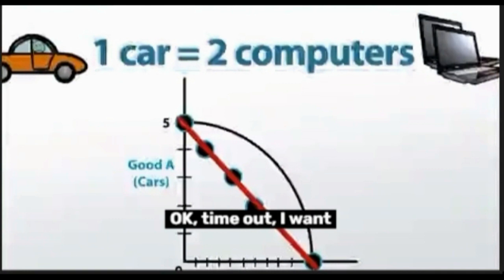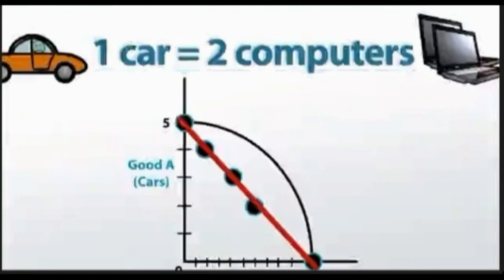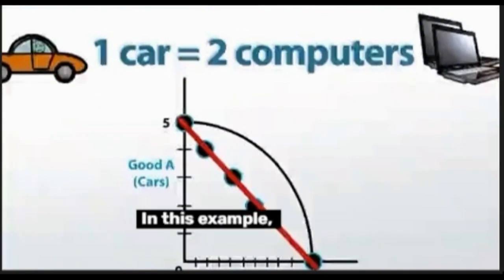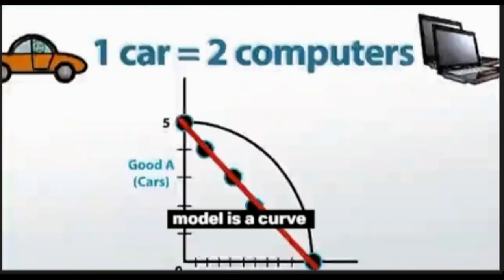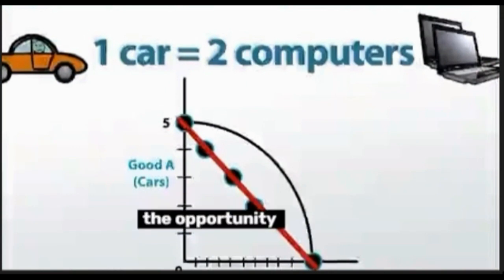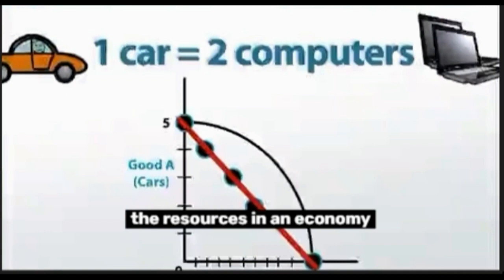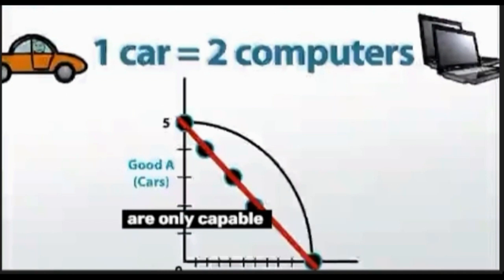Okay, time out. I want to clarify something important. Although the production possibilities model shows a straight line in this example, in the real world, the production possibilities model is a curve. As you produce more and more of one good instead of another, the opportunity costs will increase because some of the resources in an economy are only capable of producing one.